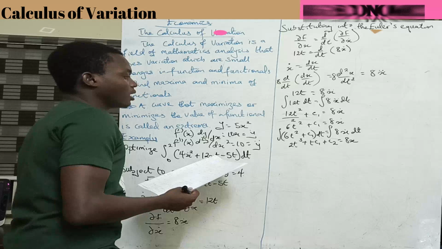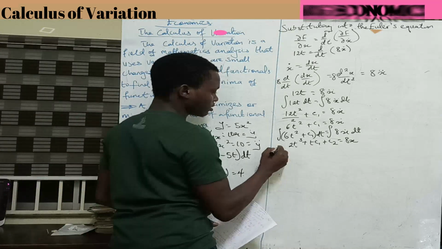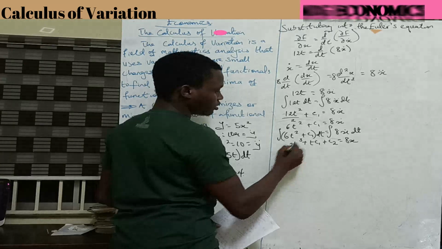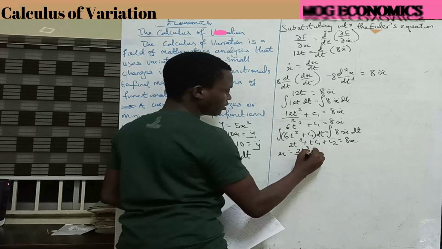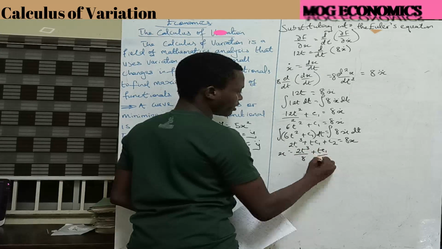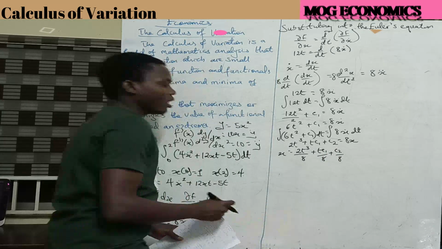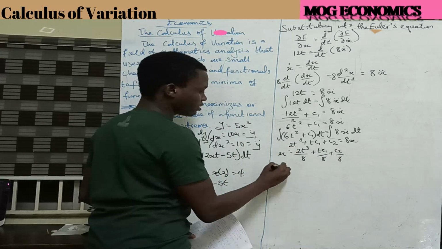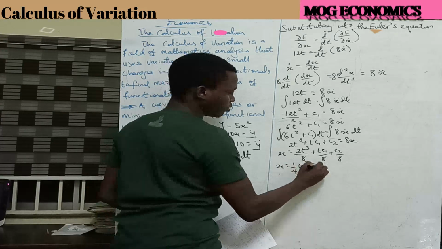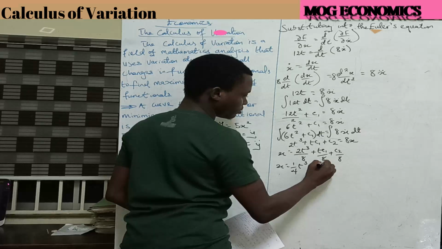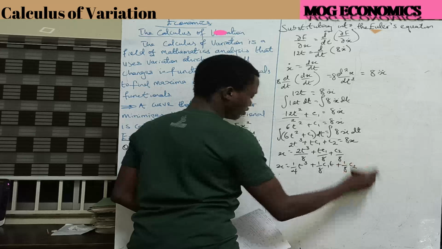So I just want to make sure that I'm not wrong. How do we get x out? We just say x equals 2t raised to power 3 divided by 8 plus tc1 divided by 8 plus c2 divided by 8. So we have x equals 1 over 4 t cubed plus 1 over 8 c1 t plus 1 over 8 c2.